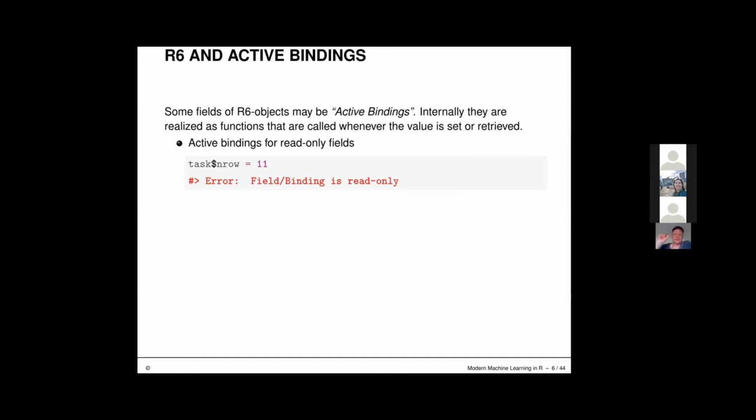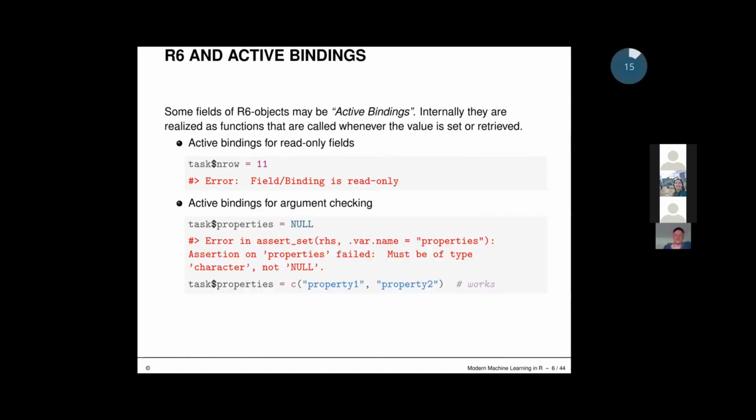There's another thing, so-called active bindings, which are supported. These fields can be just a value or an R object itself, but you can also use a function, which is then called automatically. For example, the field nrow is actually an active binding. When you assign something, you get an error, because we have a function internally in the code which says, hey, you can't set this field, it's not allowed.